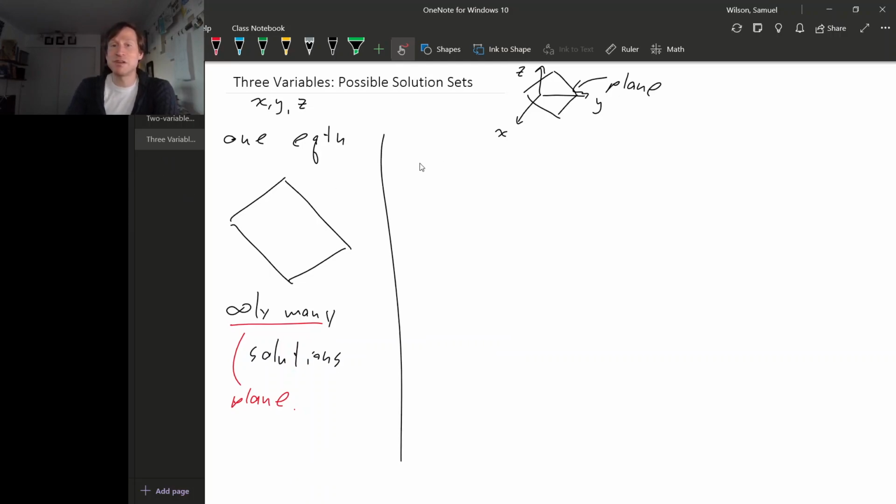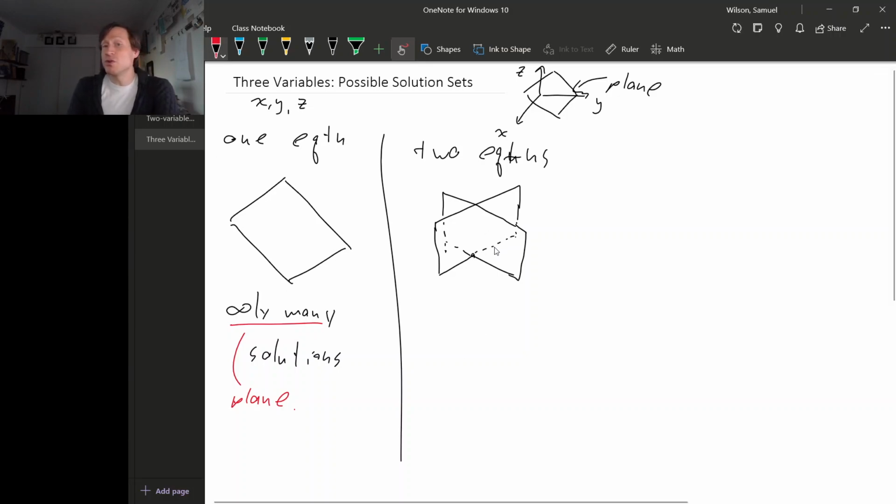All right, now let's see what can happen if we have two planes, or two equations, which will correspond to two planes, of course. So this is going to look something like this. This is a little tricky to draw, but I'll see if I can do it. So like this. There we go. So this is a pretty typical configuration of two planes, and you can see that these two planes are going to intersect along this red line here.